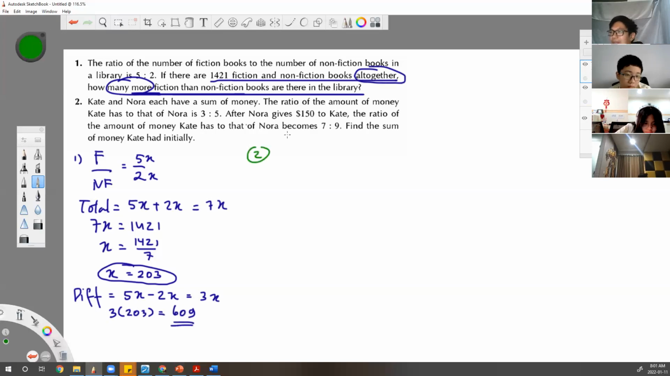Number 2, let's see. Kate and Nora have some money. The ratio Kate to Nora is 3/5. Don't forget to add x, the money can't be just $3. Now this is the complicated part, guys. After Nora gives 150 to Kate, this one sentence can change the whole story of the word problem. After Nora gives 150 to Kate, what does it mean? Nora gives to Kate, so Nora subtracts. Right?